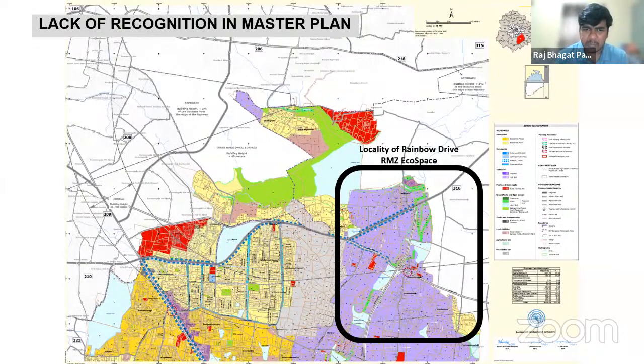Now, the city's master plan is the place where everything has to be regulated. That is the statutory document, which tells you where the city grows and where it doesn't grow. And in those master plans, it has not been addressed, right? Even though the current master plan for Bangalore has expired, it has been extended because the new master plan has not been approved yet.